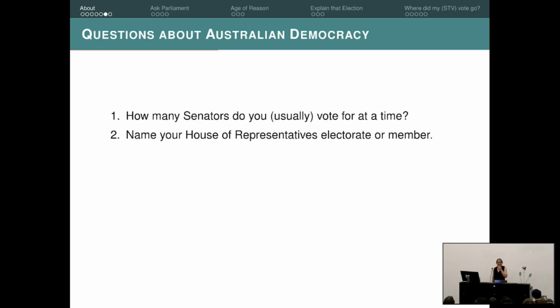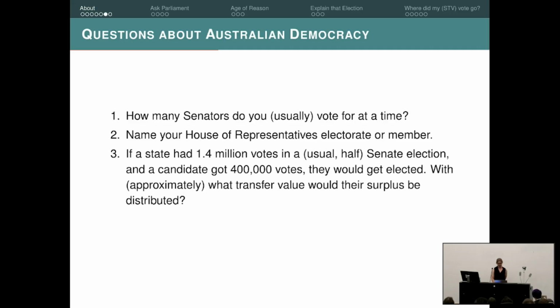Name your House of Representatives electorate or the member. It took me a long time to explain to Americans, by the way, that our electorates have names when their congressional districts have numbers. And actually the numbers make a fair bit more sense, but anyway. So just think of the answers and then I'm going to ask you how many people are right.